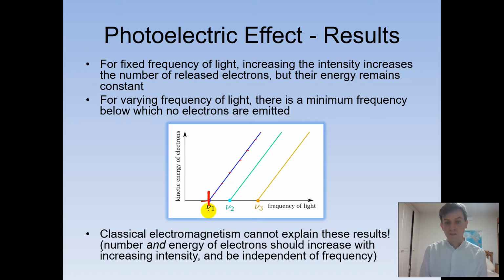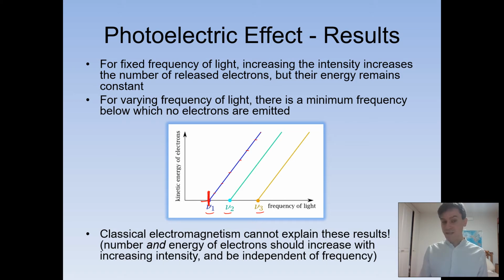On this picture, nu1, nu2, nu3 depend upon the metal, the material that you're using in the plate to study the photoelectric effect, and different materials have different minimum frequencies at which the electrons start being emitted. So for one metal it might be a frequency here in order to get electrons, for another metal it might be here or here. So these are also results that classical electromagnetism cannot explain.